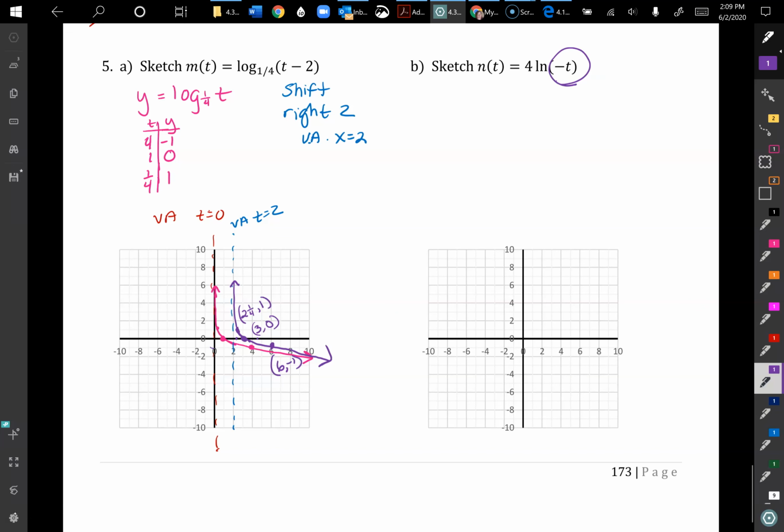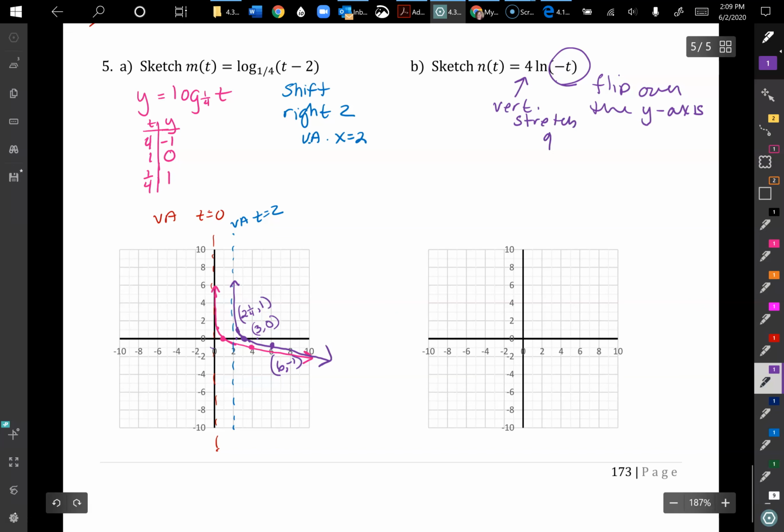Then we also have this situation going on here. We have a -t, so we're going to flip over the y-axis, and we're going to have a vertical stretch of 4. Okay, so go ahead and try those. You can sketch the parent first, or take it in stages, however you want to do that.